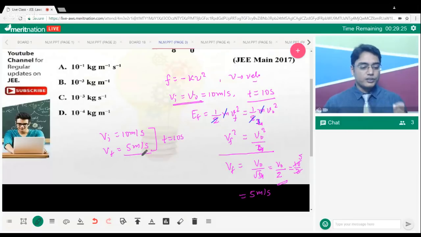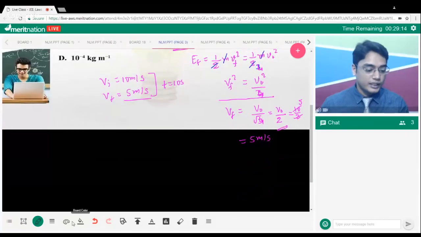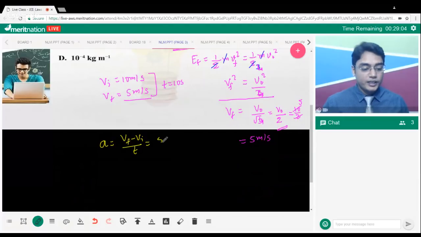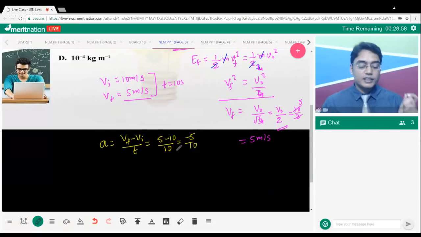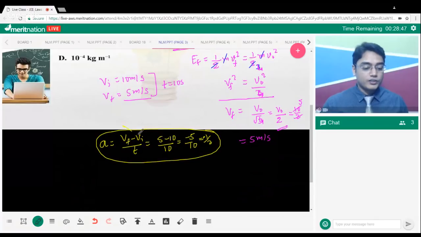So guys, if you see this now, velocity is decreasing. Initial velocity is 10 meter per second, and after some time, its velocity is 5 meter per second. So we have studied one formula. Let me write that formula. That is, acceleration is change in velocity upon time. So that is v final minus v initial by time. So how much are we getting? 5 minus 10 by 10, right? This is minus 5 by 10. Why are we getting a minus sign? Because velocity is decreasing, and we can say that it is retarded motion. So this is minus 1 by 2, that is minus 0.5.